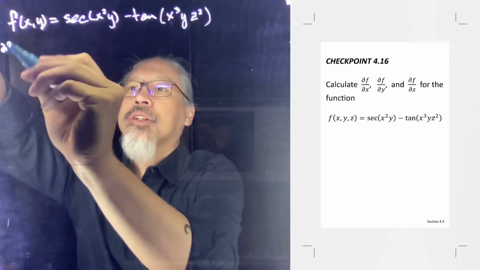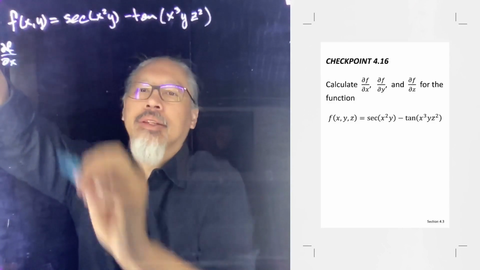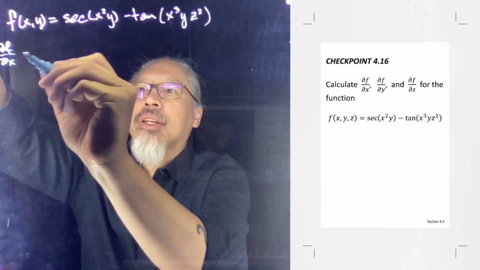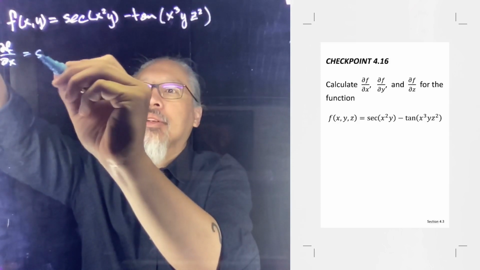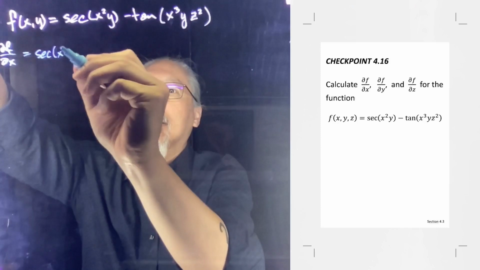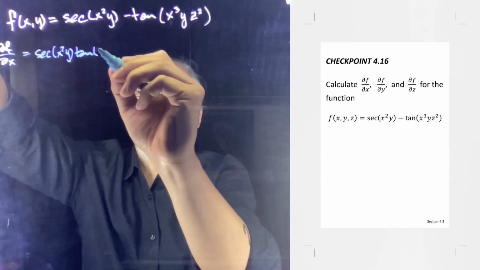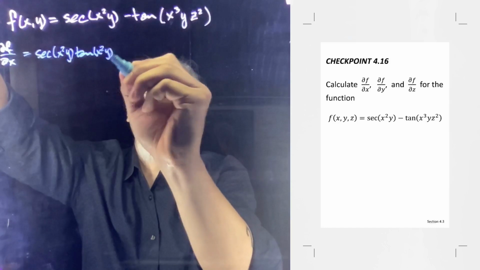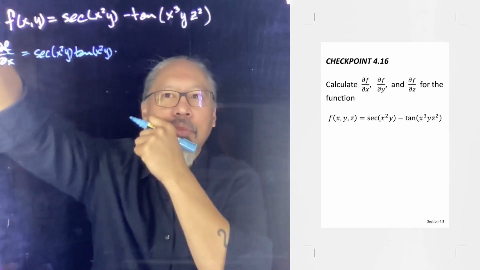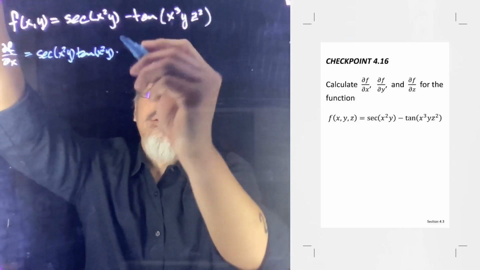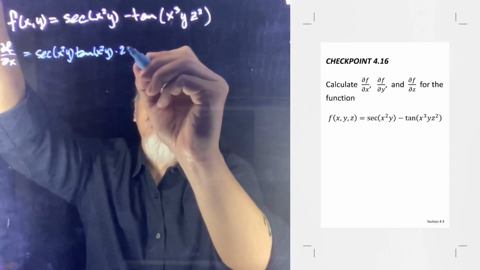Let's take the partial of f with respect to x. The derivative of secant is secant tangent of whatever is inside. So let's have secant of x squared y tangent x squared y, and the chain rule tells us to take the derivative of what's inside with respect to x. So that would be 2xy.